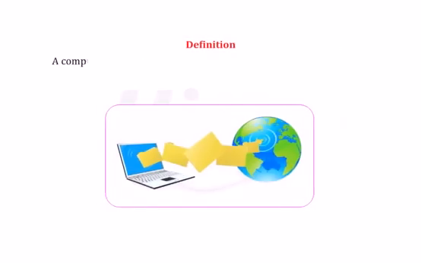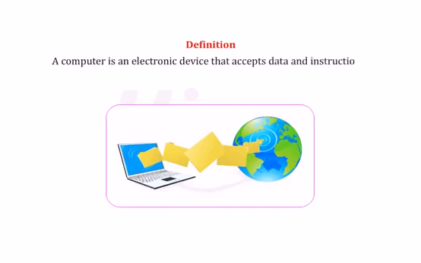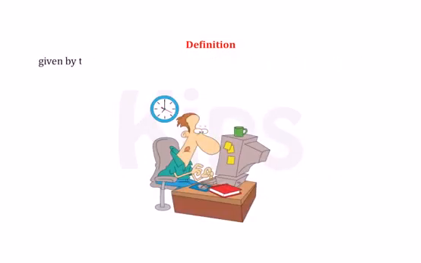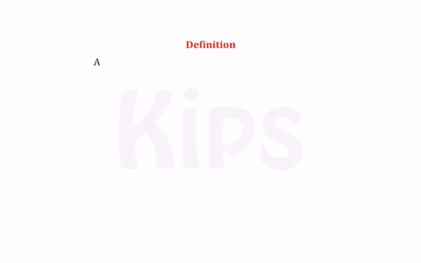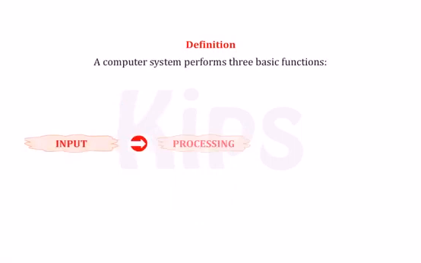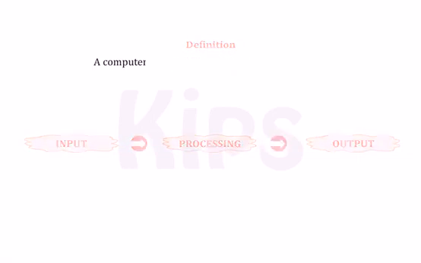Definition: a computer is an electronic device that accepts data and instructions given by the user, processes them accordingly, and gives meaningful results. A computer system performs three basic functions: input, processing, and output.